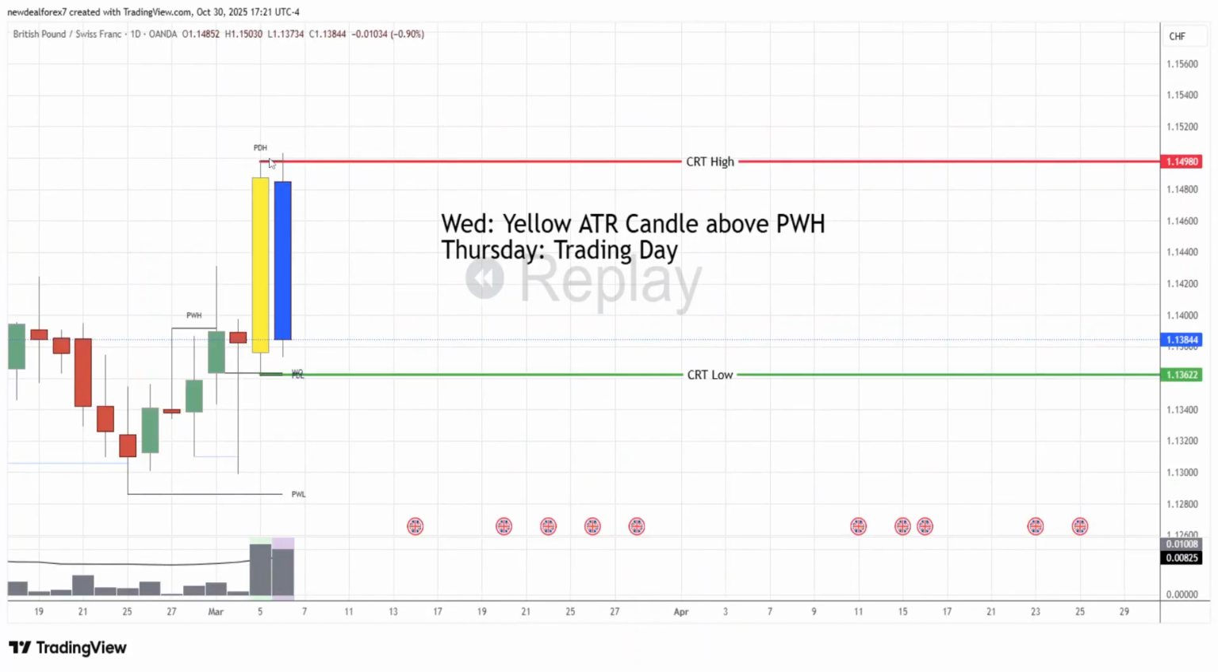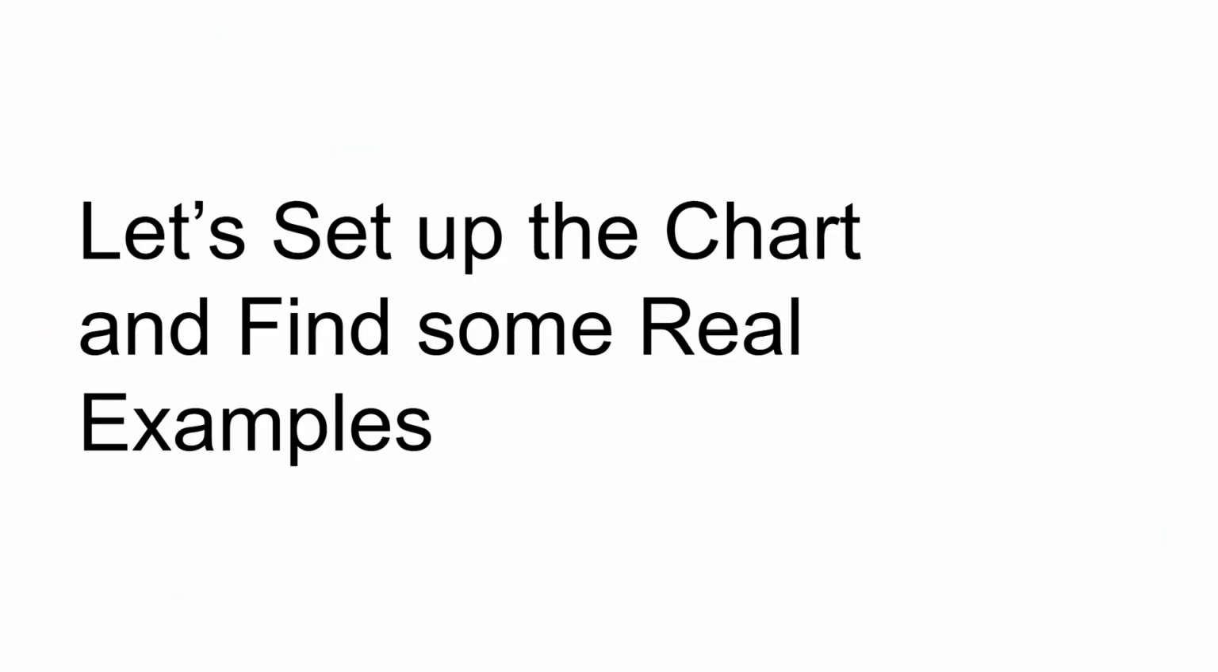It almost completed it. Like I said, the middle of the range is still the best bet, but will you see where it goes beyond the middle? Yes, you will. So you'll see both. All right, so let's set up the chart and find some real examples.